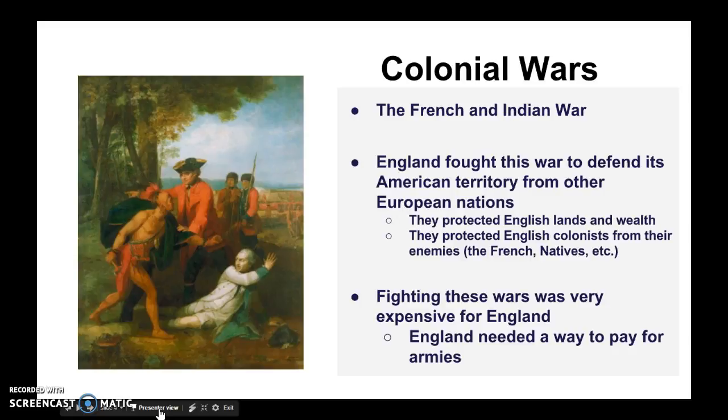England would win the French and Indian War, but at great cost. It took a lot of money to pay for armies and soldiers and ships. England is fighting France not only over here in North America, but in other places around the globe as well. So it was a very costly victory. And the English government at the end of the war was saddled with quite a bit of debt and had to figure out a way to pay for all the war expenses.